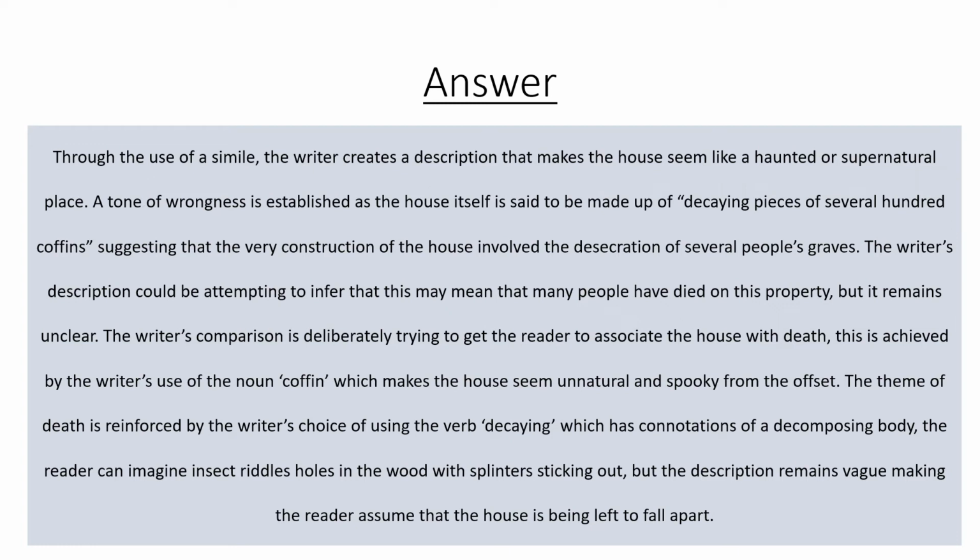But here's my answer. Through the use of the simile, so you get a tick for using that because it's a subject term, the writer creates a description that makes a house seem like a haunted or supernatural place. A tone of wrongness is established, that the house itself is said to be made up of decaying pieces of several hundred coffins. Now you might notice that that bit seemed quite smooth and natural, and that's because I've used something called an embedded quote, and that's when we use the quote as part of the actual sentence, suggesting that the construction of the house involved the desecration of several people's graves.